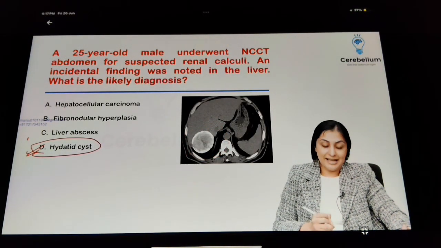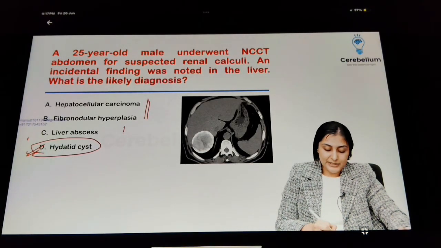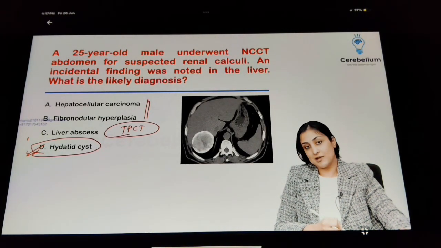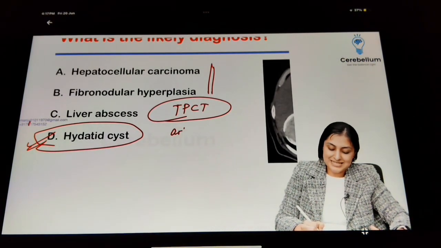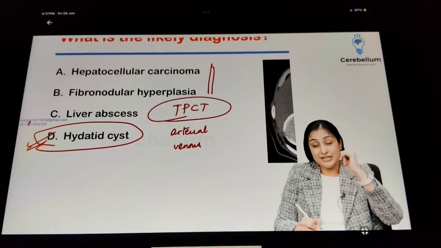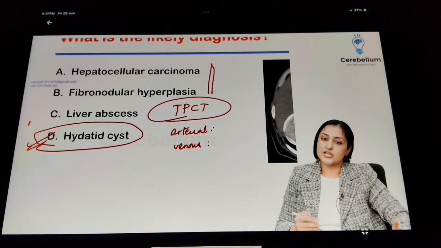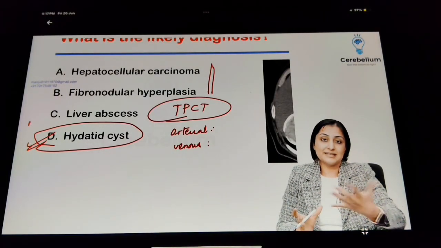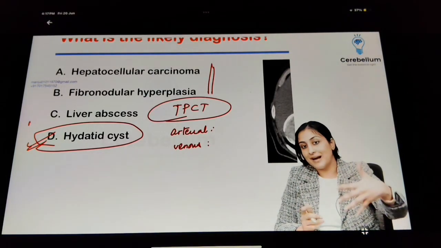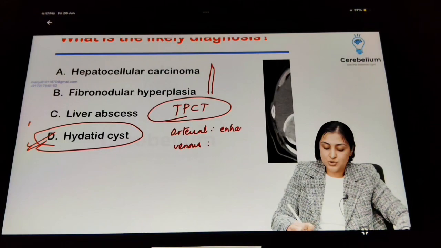Hepatocellular carcinoma or FNH. Remember, for liver masses, what we tend to do is a TPCT, a triple phase CT scan of the liver. At your level, what you need to remember is we take an arterial phase and a venous phase. We give contrast, and then I take a phase where the contrast is in the arteries, and then I take a phase a bit later when the contrast is in the veins. HCCs have a property that they don't get blood from portal vein, but they take blood from hepatic artery. So in the arterial phase, this is going to show us enhancement.